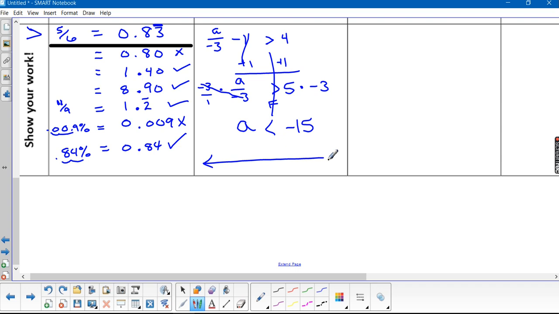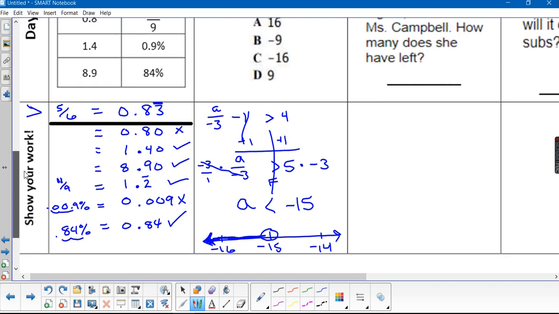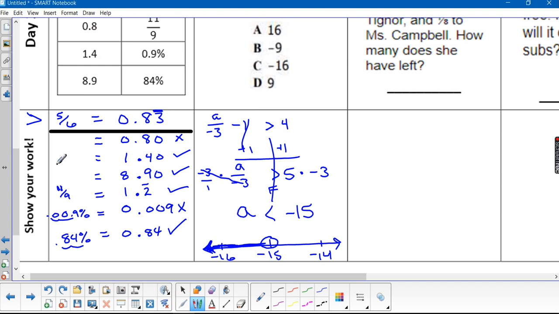Well, what does it mean to be less than -15? -15, -16, -14, and I'm an open circle, and I'm shading myself to the left. Okay. Good deal. Better look at some choices here. Oh, it's easy. Look what's in the, excuse me, the shaded area. One of our answer choices right there.